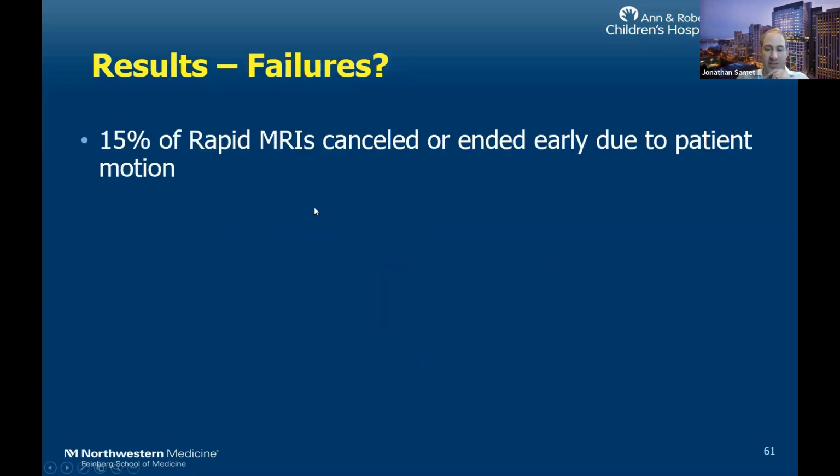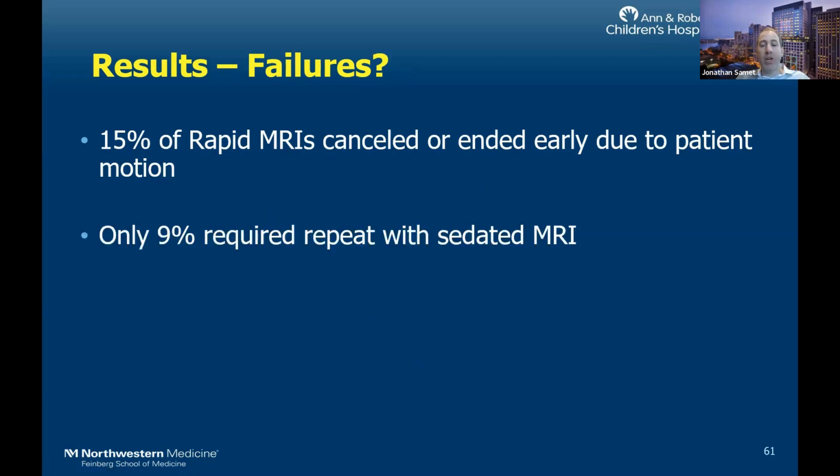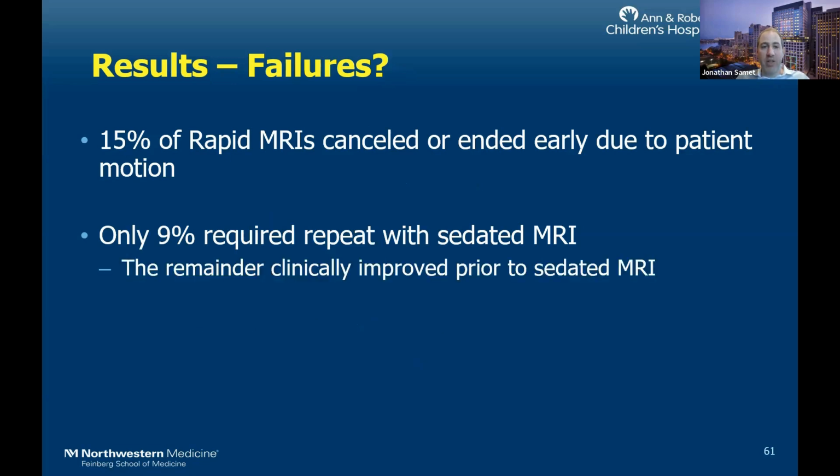What about the failures? 15% of them were canceled or ended early due to patient motion. So there were some that failed. But only 9% of those required repeat imaging. So what happened is that they may have failed, but then they clinically improved and they didn't end up doing the other MRI. So you really don't lose much because you just put them in the magnet. They didn't get an IV, they didn't get anything. The vast majority of them actually are able to complete the study.